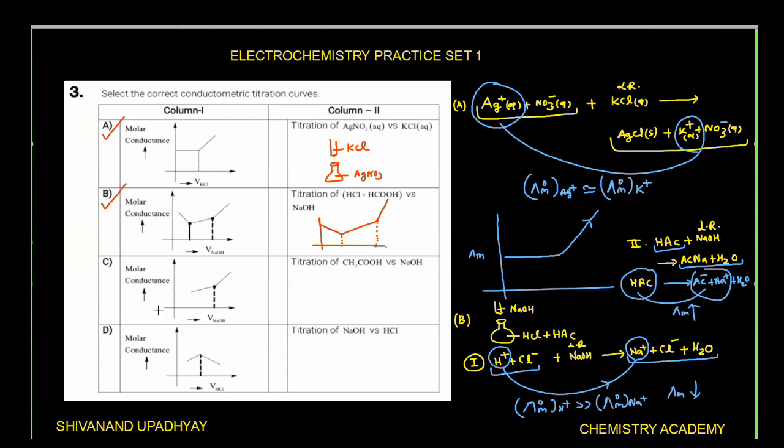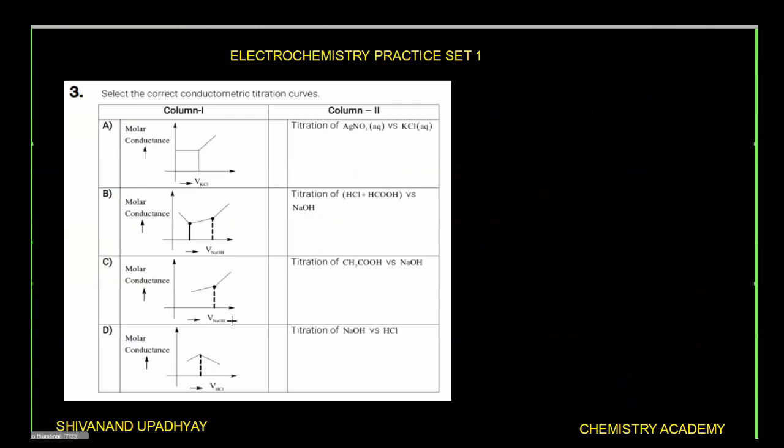Moving to the C option. In the C option, we are titrating a weak acid with a strong base. So let us write on the next page. We can say that A and B options are correct. Now moving to the C option. Acetic acid is initially present. Since it is a weak acid, it will be present in molecular form only. The ionized form is very small, we can neglect it. Plus reaction with sodium hydroxide.